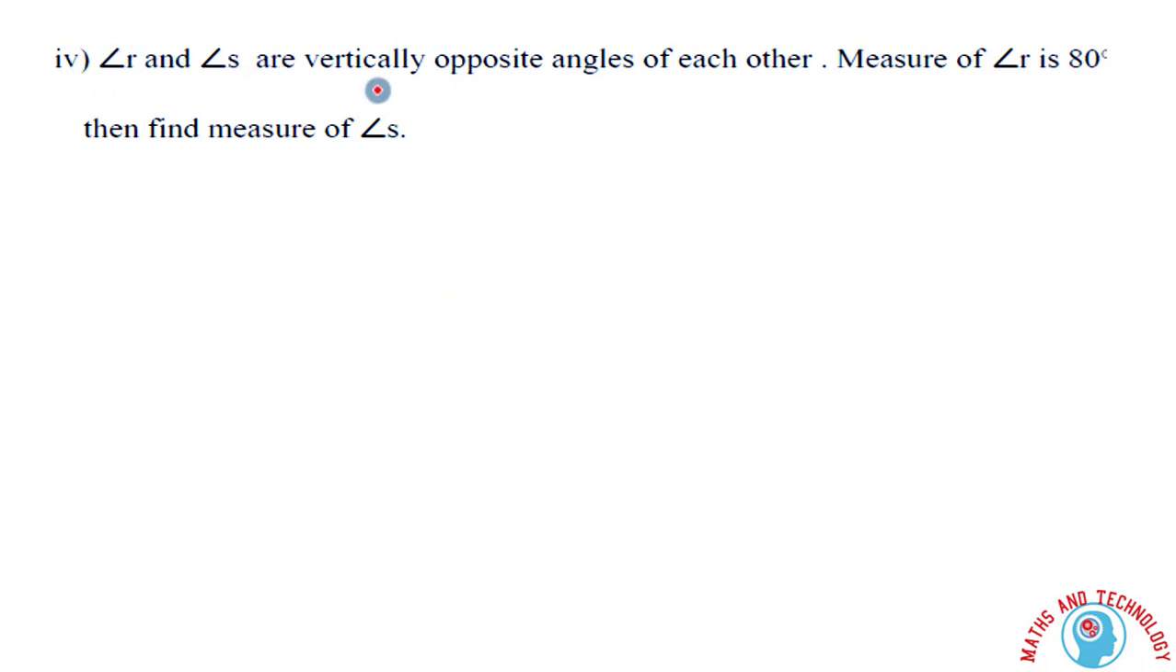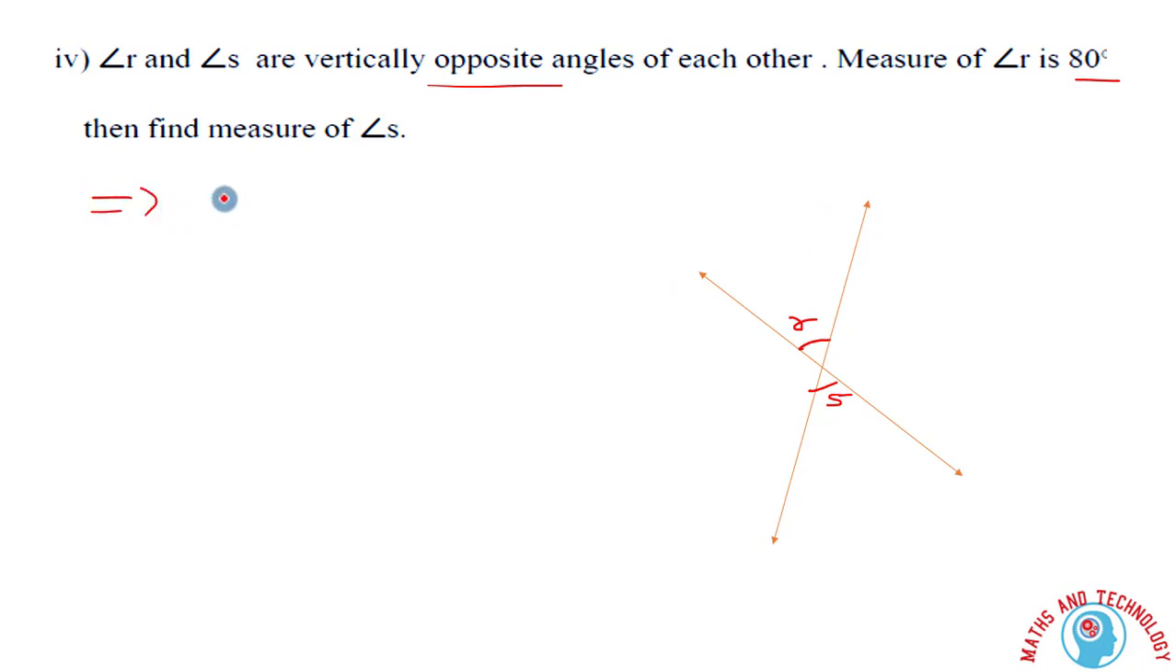Angle R and angle S are vertically opposite angles of each other. Measure of angle R is 80 degree. Then find the measure of angle S. Angle R and S are vertically opposite. Draw a figure. Here, suppose this angle is R and the measure of R is 80 degree, and this angle is S. Both angles are congruent, opposite angles are congruent. So R equal to 80, so S equal to also 80.